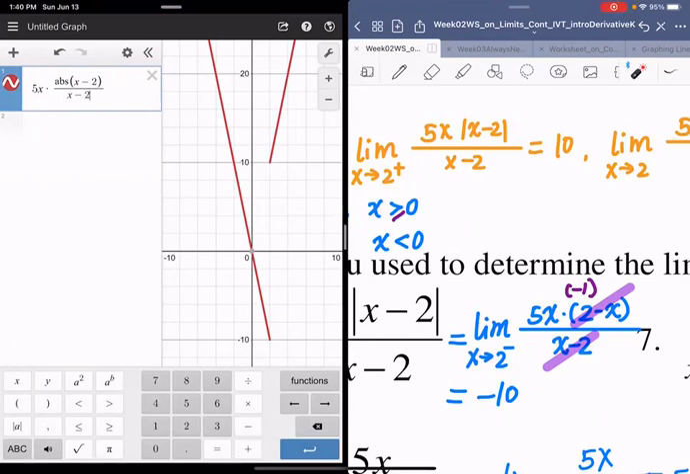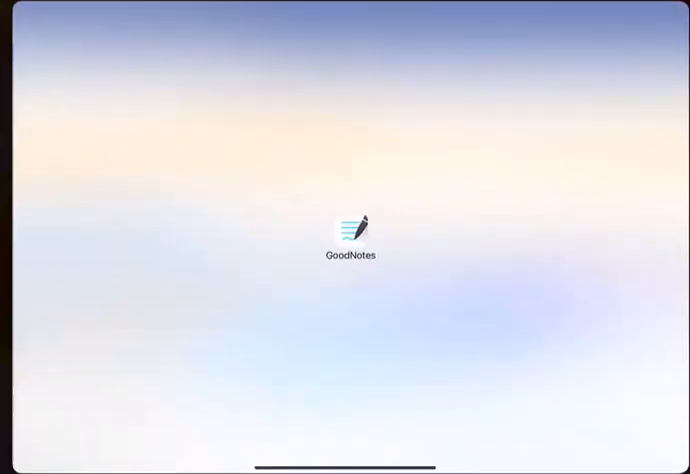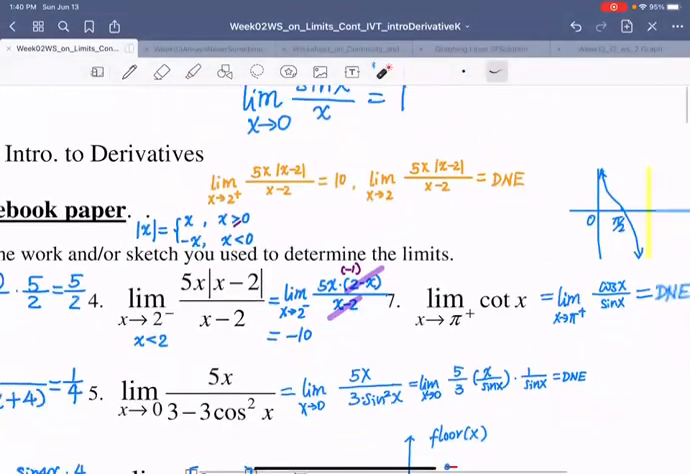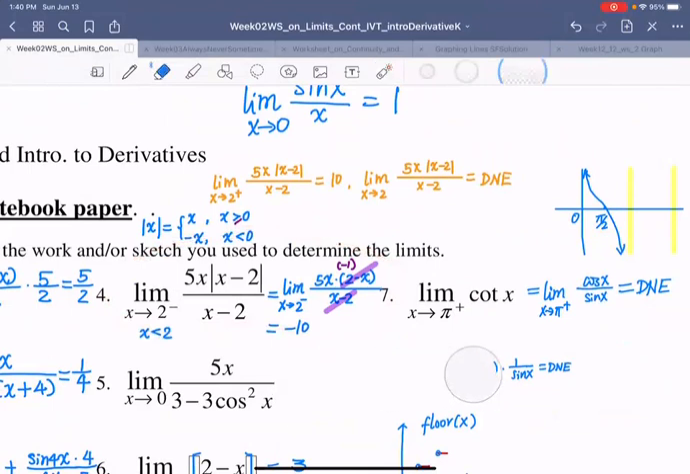You see here, on the right, it's from this point. On the left, it's going to this point. This is a jump discontinuity. It is also a non-removable discontinuity. I want everybody to pay attention to these typical questions. Next one.